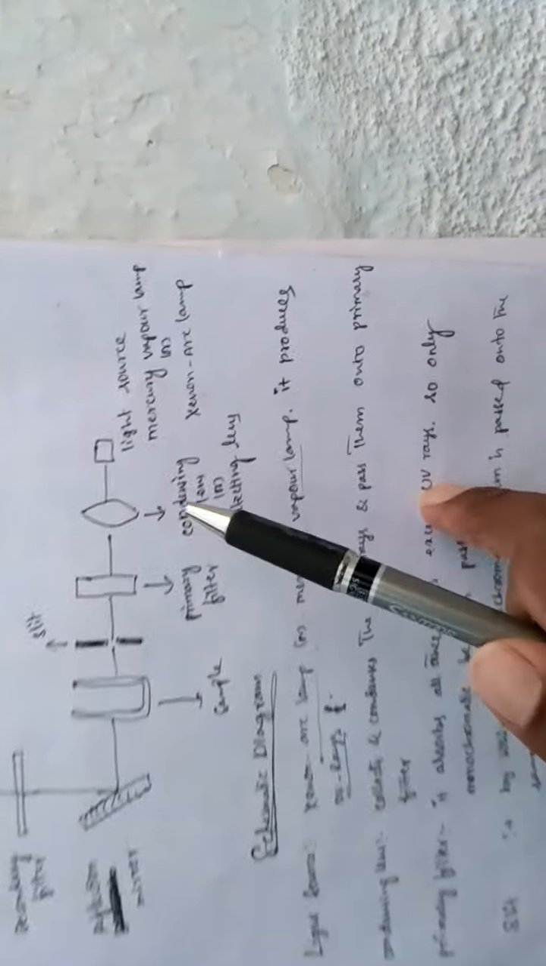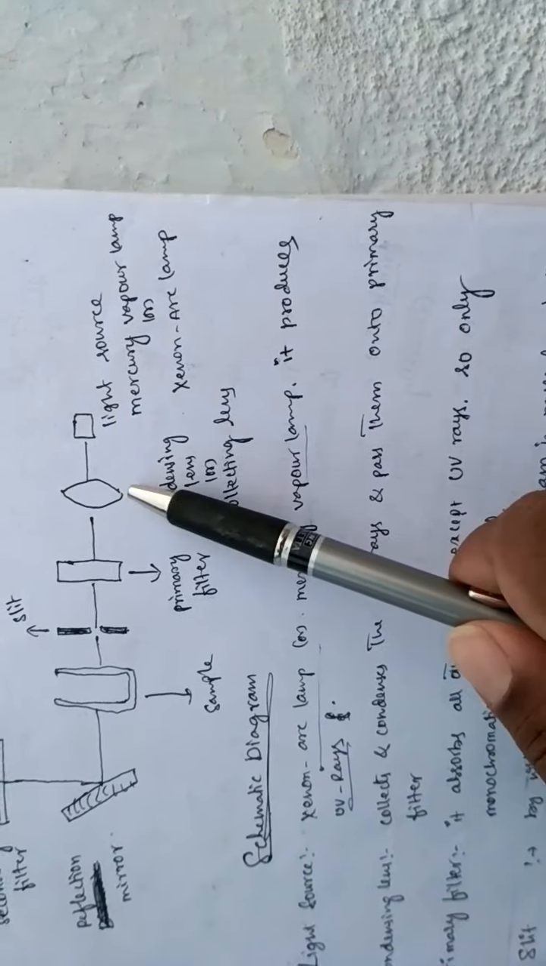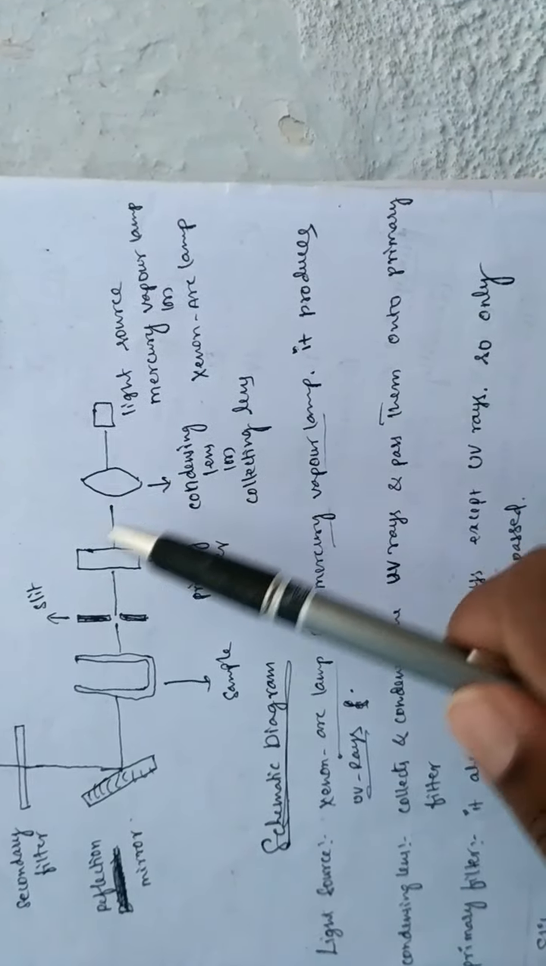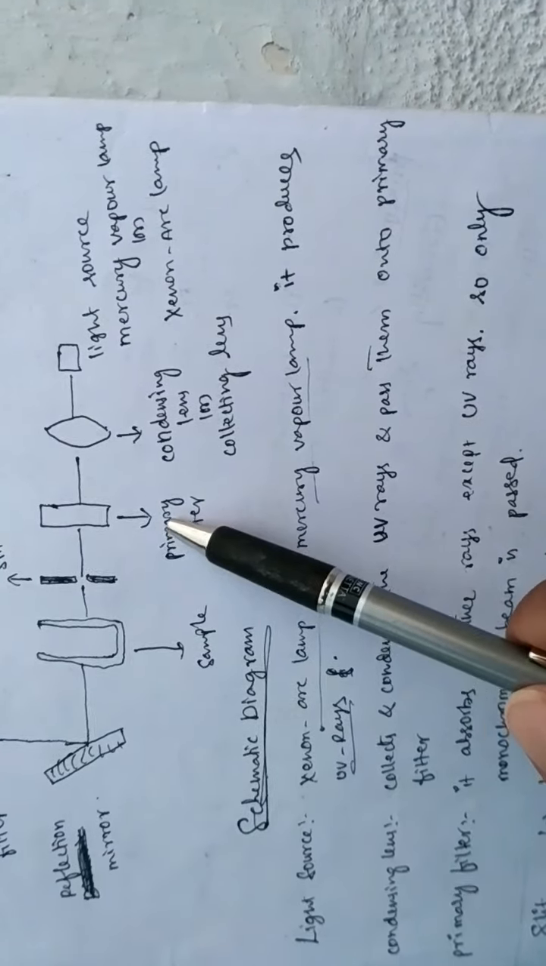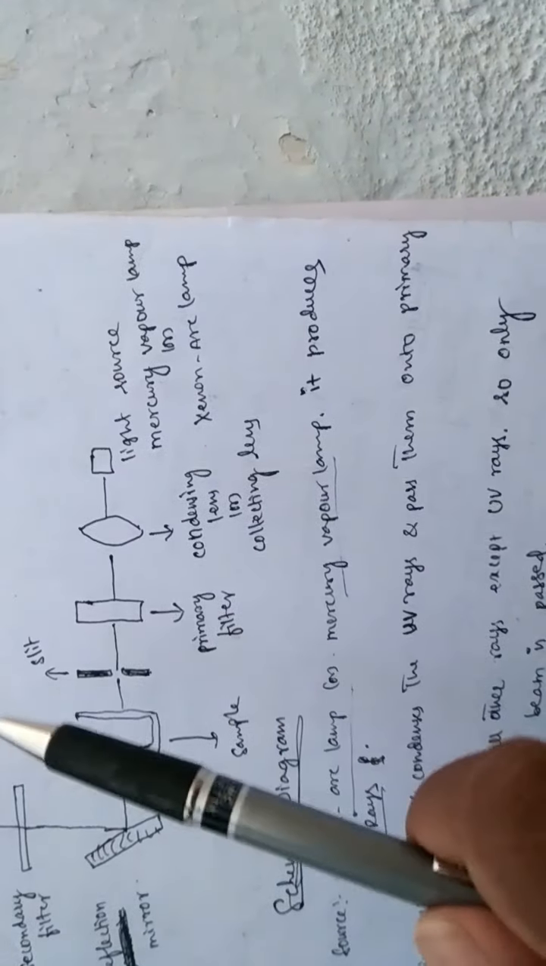Here the xenon arc lamp or mercury vapor lamp is used as the light source for the emission of UV rays. Next, coming to the condensing lens, it collects and condenses the UV rays, then passes them onto the primary filter. This primary filter absorbs all other rays except UV rays, so that a monochromatic beam is produced. Here monochromatic means a single color beam.